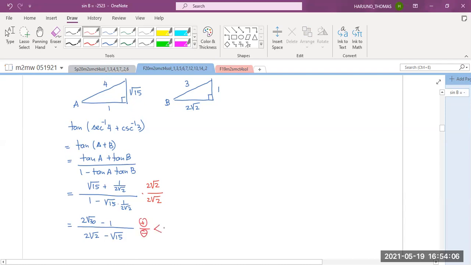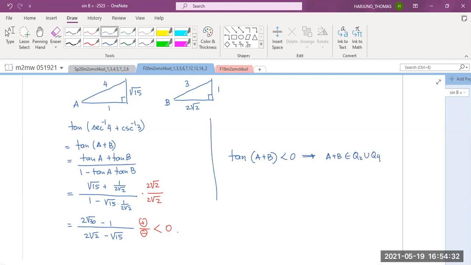So this is negative. Later on, we will use that result in the second part. So tangent of A plus B is negative. Therefore, A plus B must be either in quadrant 2 or quadrant 4. Okay, for the second part.